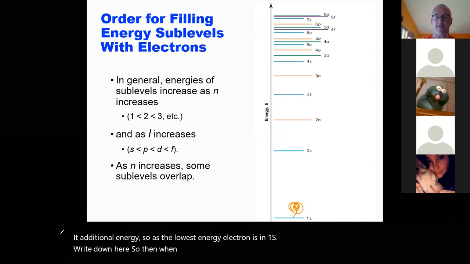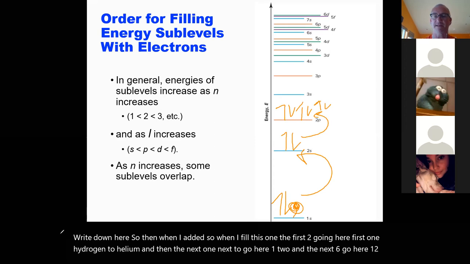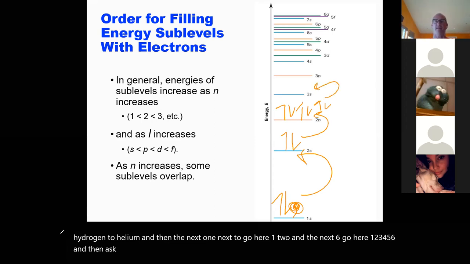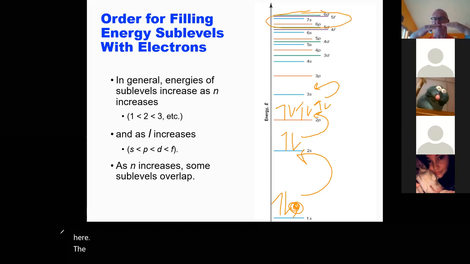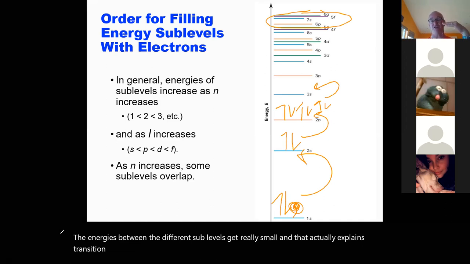Then when I fill this one, the first two go in here, first one hydrogen, two helium, and the next two go here, 1, 2, and then the next six go here, 1, 2, 3, 4, 5, 6, and then S, and so on and so on. And you can see once we start getting way up here, the energies between the different sublevels get really small. And that actually explains transition metals, because the difference in energy between F and D, once you get into these transition metals, is so small that electrons easily move back and forth between them.